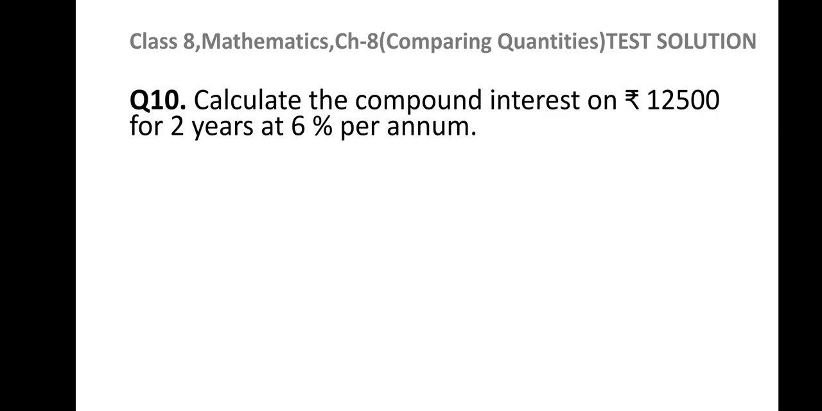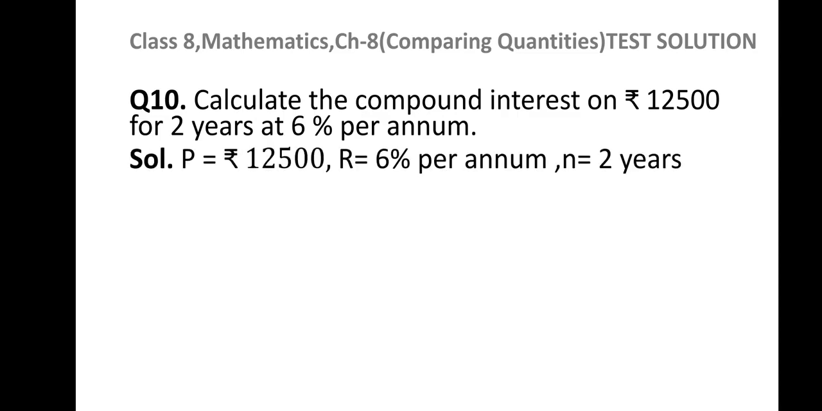Now question number 10. Calculate the compound interest on rupees 12,500 for 2 years at 6% per annum. We need to calculate the compound interest. Principal is 12,500, rate is 6% per annum, time is 2 years, and we know the formula. Amount is equal to principal bracket 1 plus r over 100 raised to the power n, and we will be putting the values of principal, rate and n in this formula.